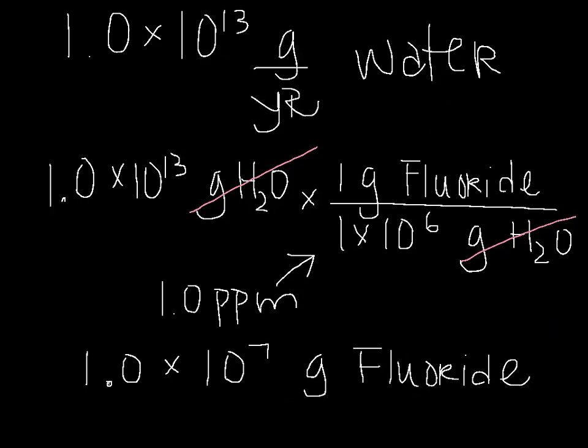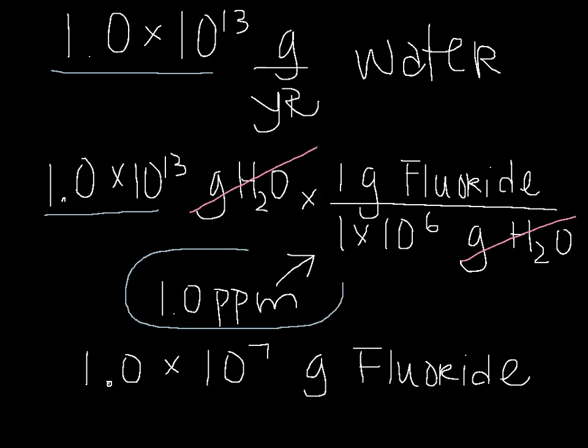And we take that value and we look at if it takes 1.0 times 10 to the 13th grams of water per year, how much fluoride is found in that volume of water. So 1.0 times 10 to the 13th grams of water. And they told us that there was 1.0 parts per million of fluoride, which means for every million grams of water, there's 1 gram of fluoride. You could say the same thing for any million gallons of water, there's a gallon of fluoride. The unit stays the same. It's just a 1 to 1 million ratio.